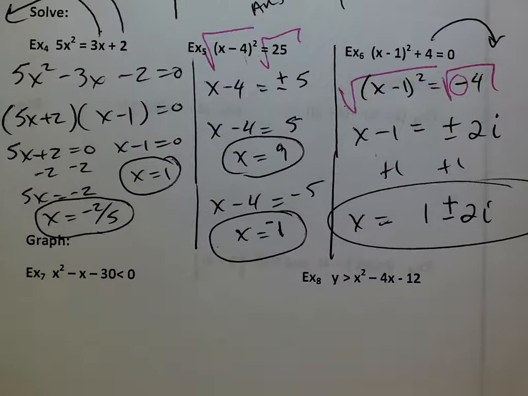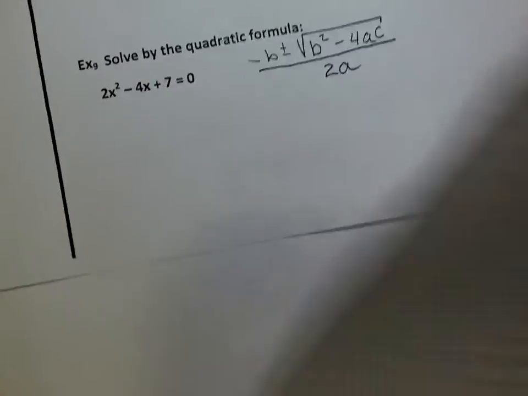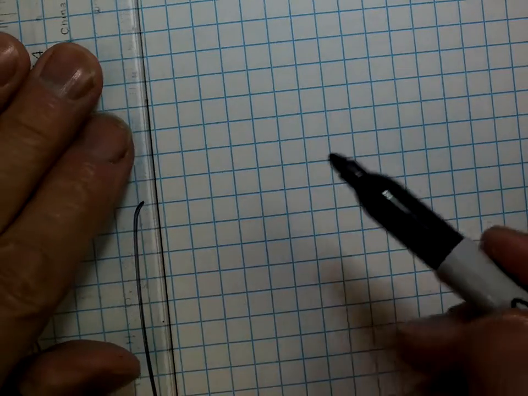Okay, now example 7. Let me get out a piece of graph paper so I can do example 7. Now one of the things I'm going to do on example 7 is why not just let the calculator do it for me, okay? So I'm going to grab a calculator and I'm going to let the graph do it for me.